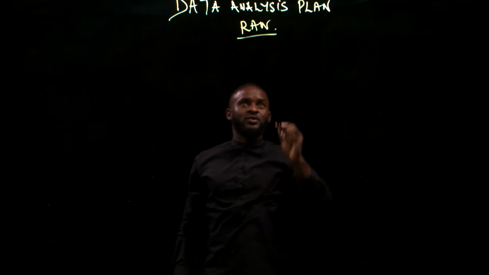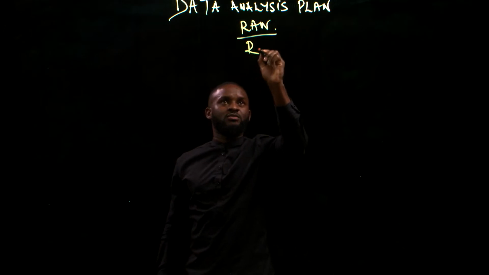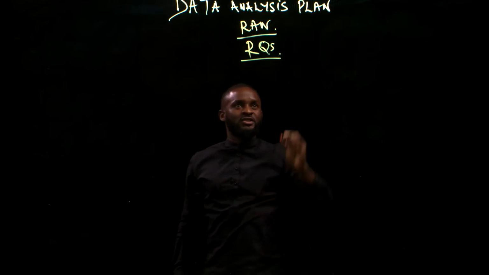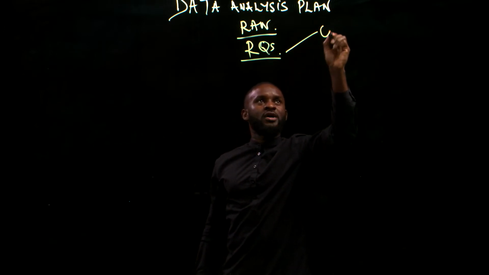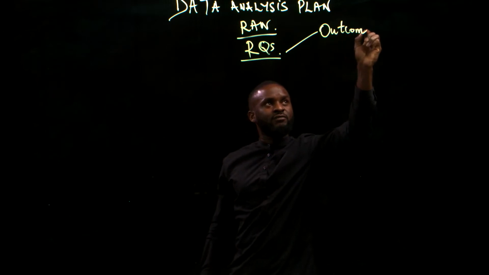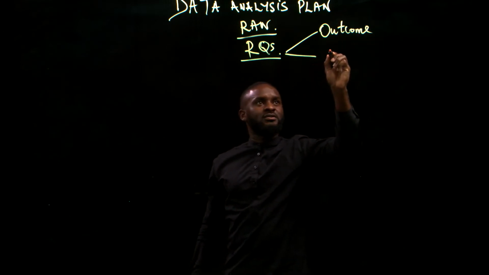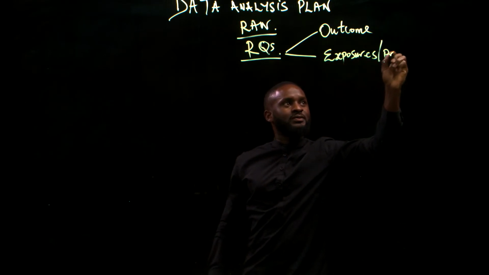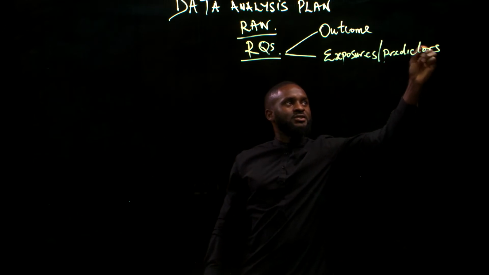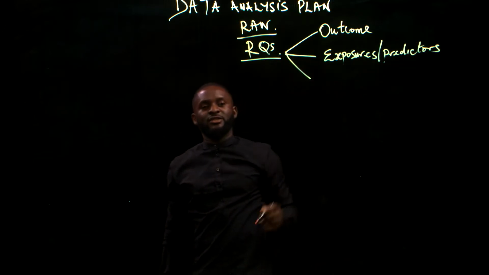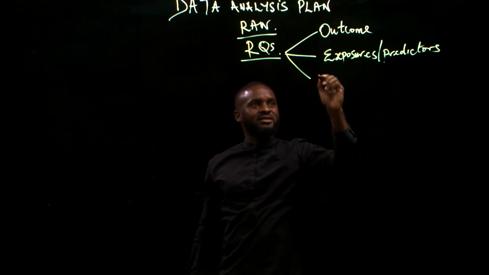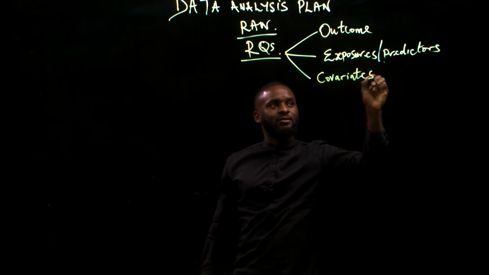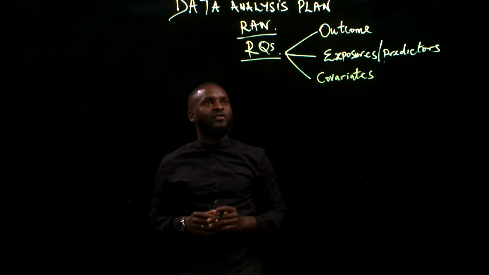But the first thing you need to do is understand your research question. So what is my research question here? My RQs. And talking about your research questions, there are three things you need to understand there. What is the outcome of interest itself? What are my main predictors or exposures? You can call them predictors as well. These are your predictor variables. And what are the other variables I need to consider in this analysis? We call them covariates, and your covariates in this case can either be a confounder or a modifier.